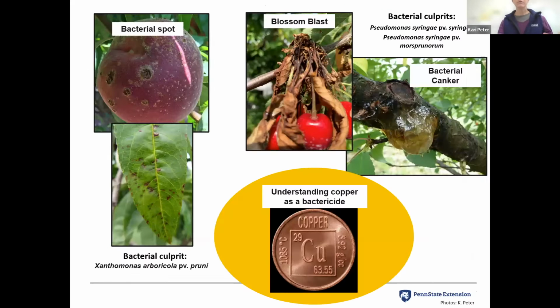First, we're going to be talking about copper and understanding copper as a bactericide. Then we'll talk about its use in controlling bacterial diseases on cherries, predominantly sweet cherries, and also on peaches and nectarines to control bacterial spot. That includes the blossom blast and bacterial canker problems that often wreak havoc in the spring, and then the persistent issues of bacterial spot on leaves and fruit later in the season.